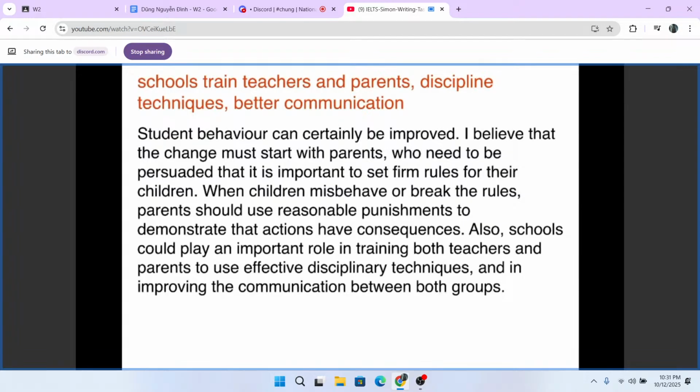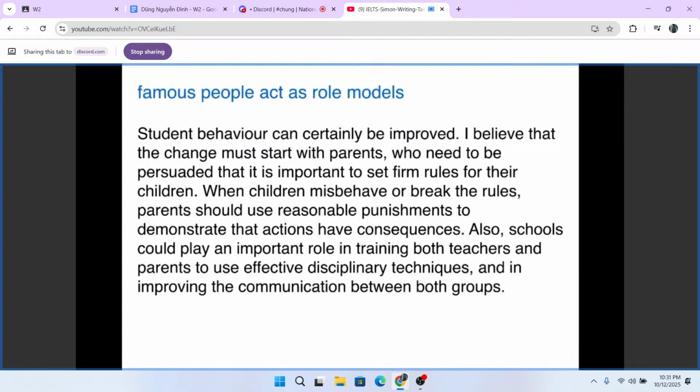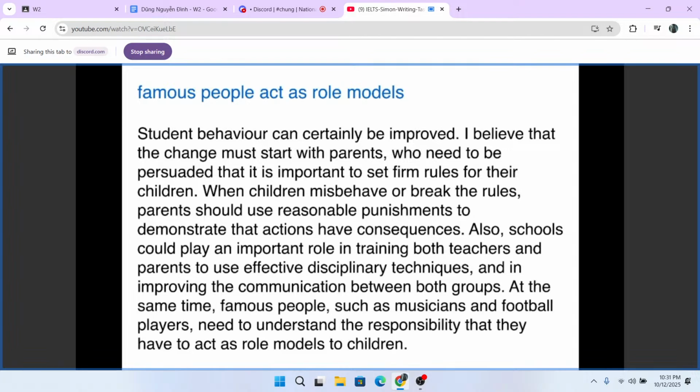Our final idea: the famous people should act as role models. "At the same time, famous people such as musicians and football players need to understand the responsibility that they have to act as role models to children."